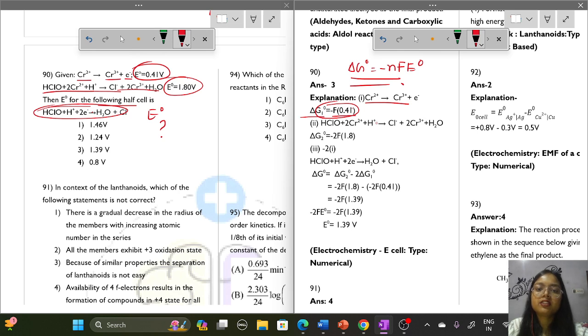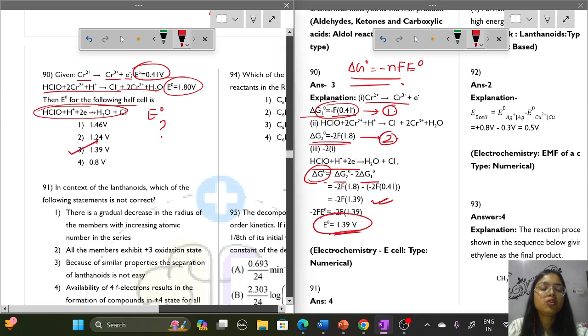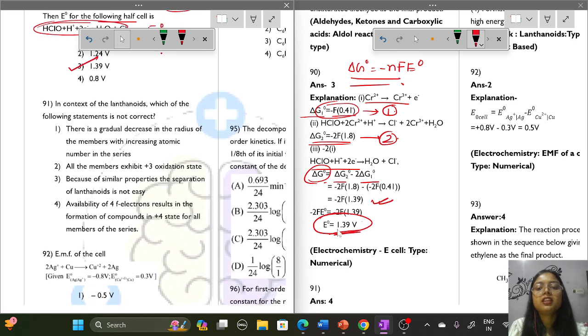Okay. This formula we know that for Gibbs free equation. So for delta G1, it comes out to be minus F into 0.41. N is 1 here. For second equation, this is the second equation we will get. And for finding the third equation, delta G0 equals to delta G2 minus 2 delta G1. Okay. And on putting this value, we will get E0 equals to 1.39 volt. 1.39 volt, option number 3. You just have to solve this, okay?